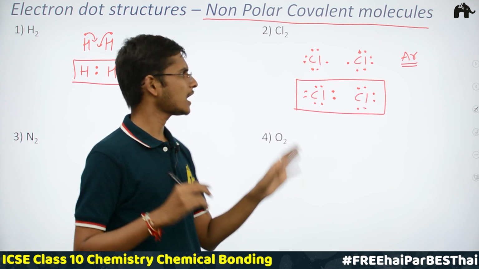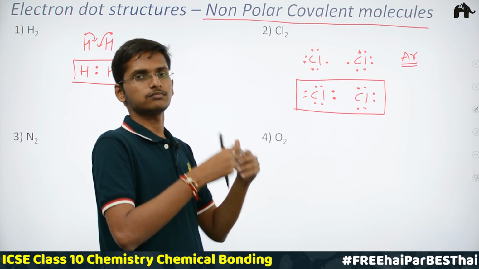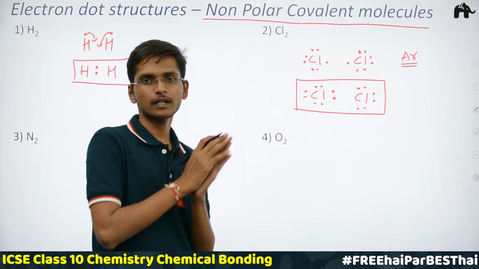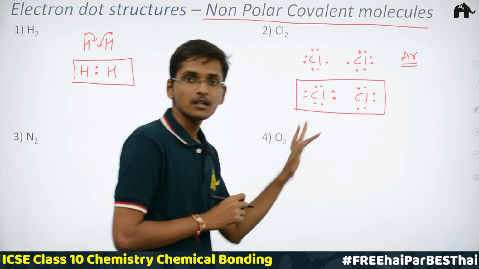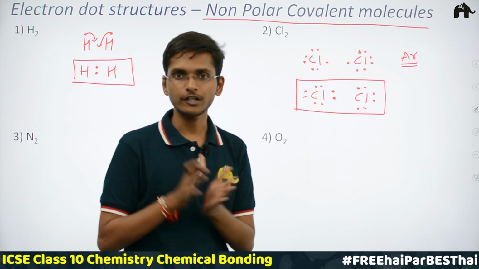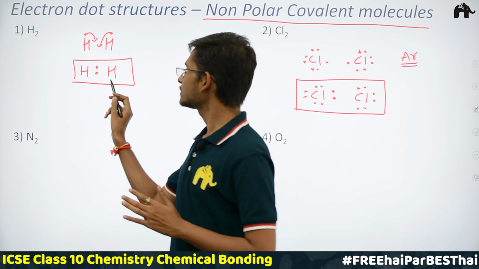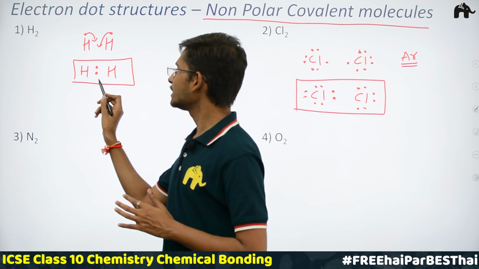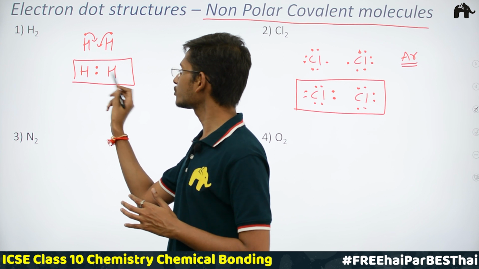When you are drawing the electron structure for covalent molecules and compounds, you have to make sure of one thing. After drawing the structure, you can check whether you have drawn the right electron structure or not. What is that thing? You just check whether each atom has attained an octet or not. In case of hydrogen, it would attain a duplet. See here, hydrogen has 2 electrons in its outermost shell. This hydrogen also has 2 electrons in its outermost shell.